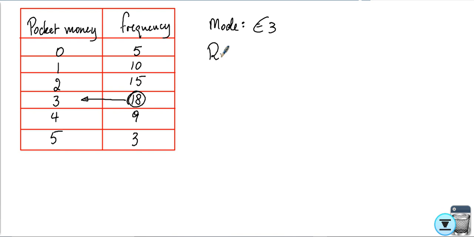And what is the range? The difference between the highest amount and the smallest amount. It is 5 euros, because there were some times when you were given 0 pocket money, there were some times when you were given 5 euros pocket money, so the range is 5 euros.